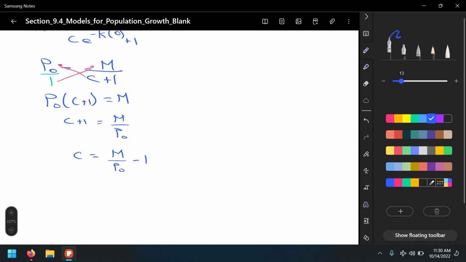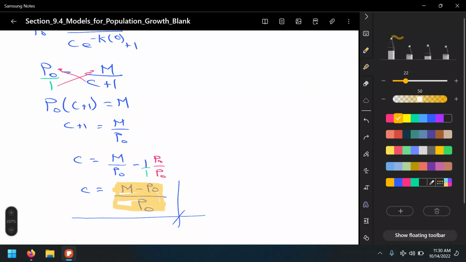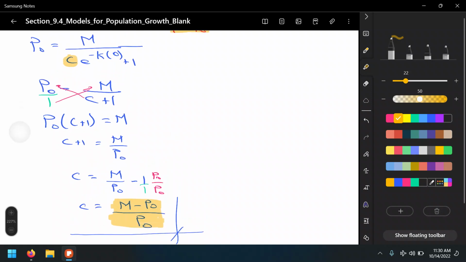So we need to simplify this quantity right here. Think of this as over 1, and multiply numerator by P initial and denominator by P initial to combine them together into a single fraction. So that's M minus P initial over P initial. And this is our constant of integration, which, check this out, should be replaced with C here in our general solution.